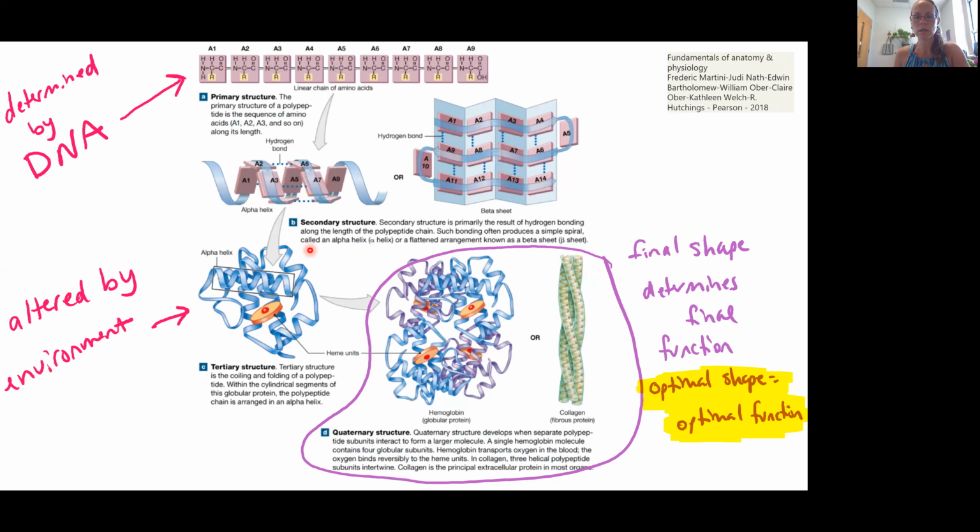Remember, all of this has to come out exactly just so in order for that protein to work exactly just right. Any small alteration will alter its function. Sometimes that means it's just not as good as it could be. Sometimes it means it's not working at all.